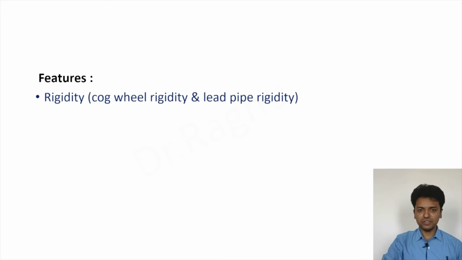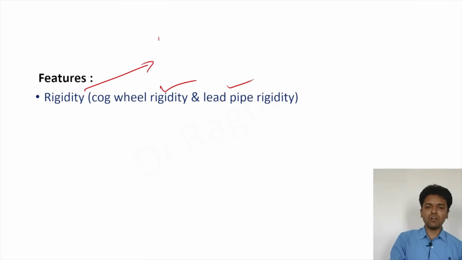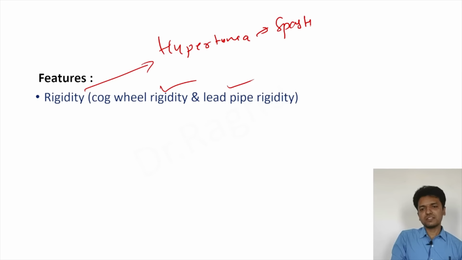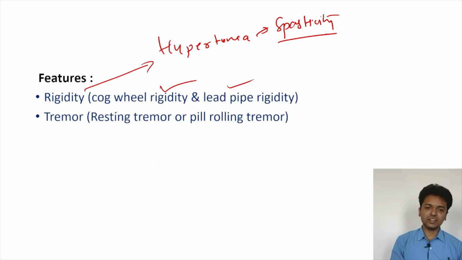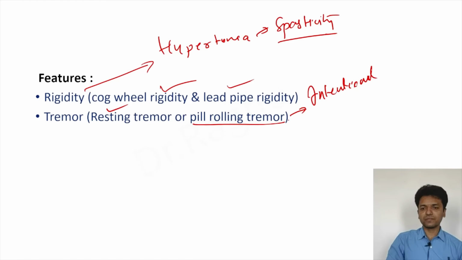So what are the features of Parkinson's disease? There could be rigidity, and this rigidity is what is called cogwheel rigidity or the lead pipe rigidity. Rigidity is nothing but a form of hypertonia. One more form of hypertonia is what is called spasticity, which is seen in upper motor neuron lesion. There could be tremors, and the tremors in this condition are what is called the resting tremors, or also called the pill rolling tremors. Whereas we also see tremors in cerebellar lesion, and those are called intentional tremors.